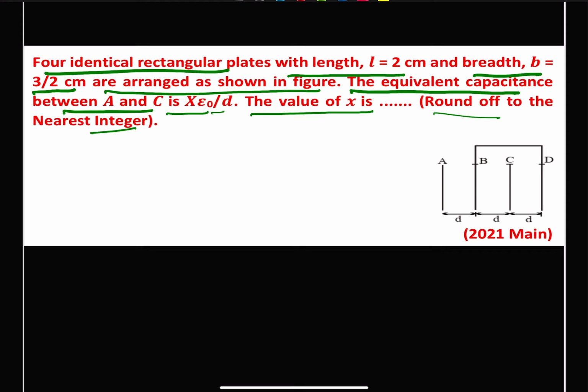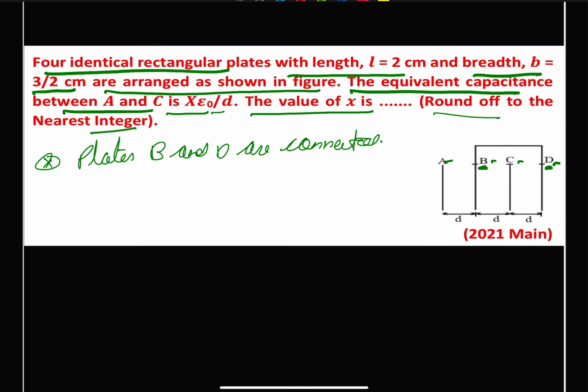Here we are given 4 plates, plate A, B, C and D. Plates B and D are connected with each other, or we can say they should be at the same potential.